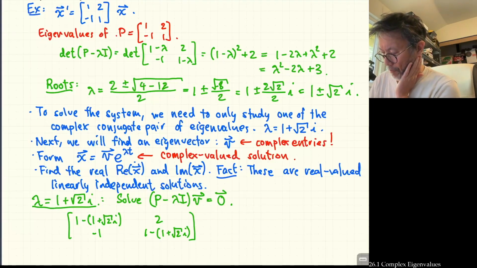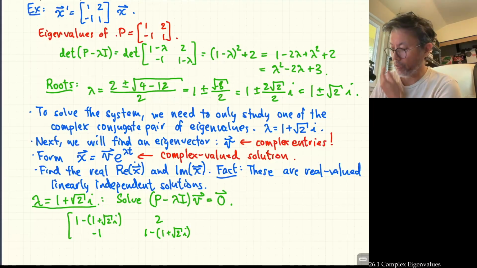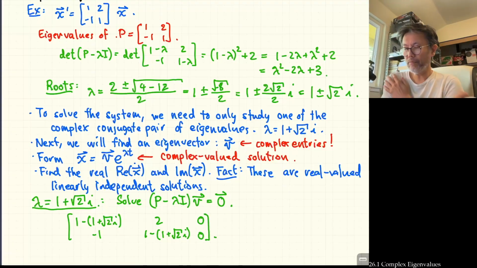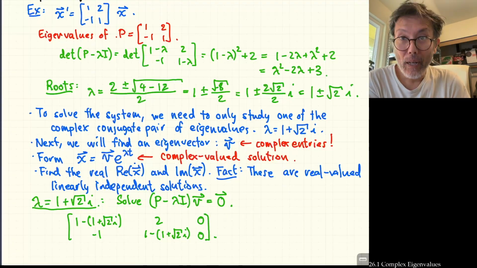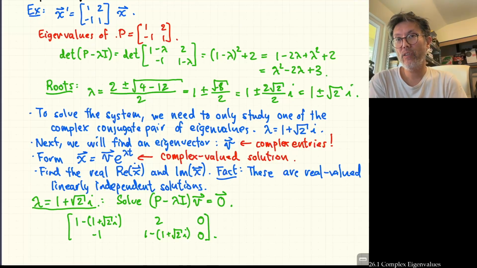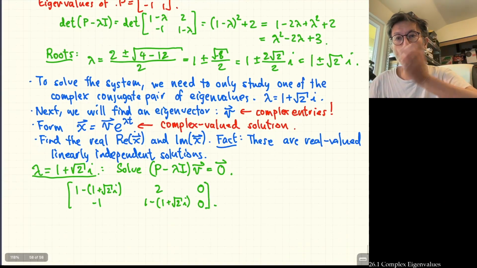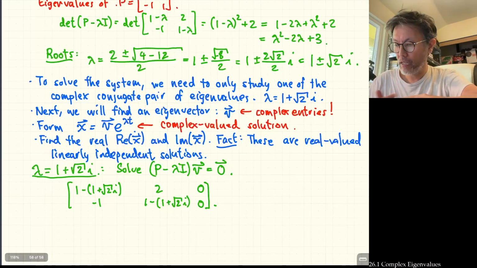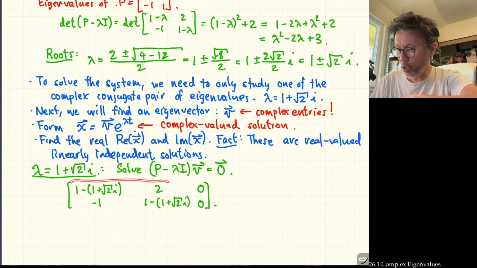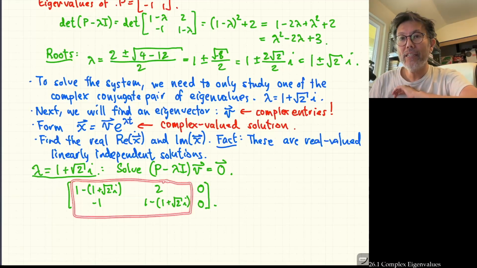Okay? This is the matrix P minus lambda times the identity, and if we want to augment it with zeros, we can do that. Now, this is where I'm going to go back to that fact. The fact is that when you have this 2 by 2 matrix, what we know about it is that it has determinant 0.